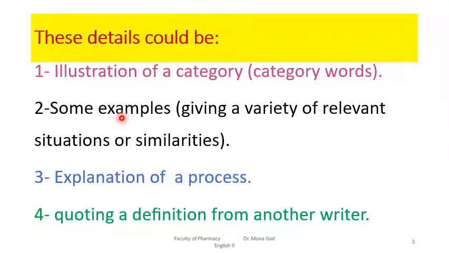Some examples. I may insert some examples in my definition in order to make it clear, and in this case it will be a complex definition, giving a variety of relevant situations or similarities. I'll give you an example. If I say a season is a group of months. A season, this is a word. A group of months, this is a category. Have the same weather. This is the application.